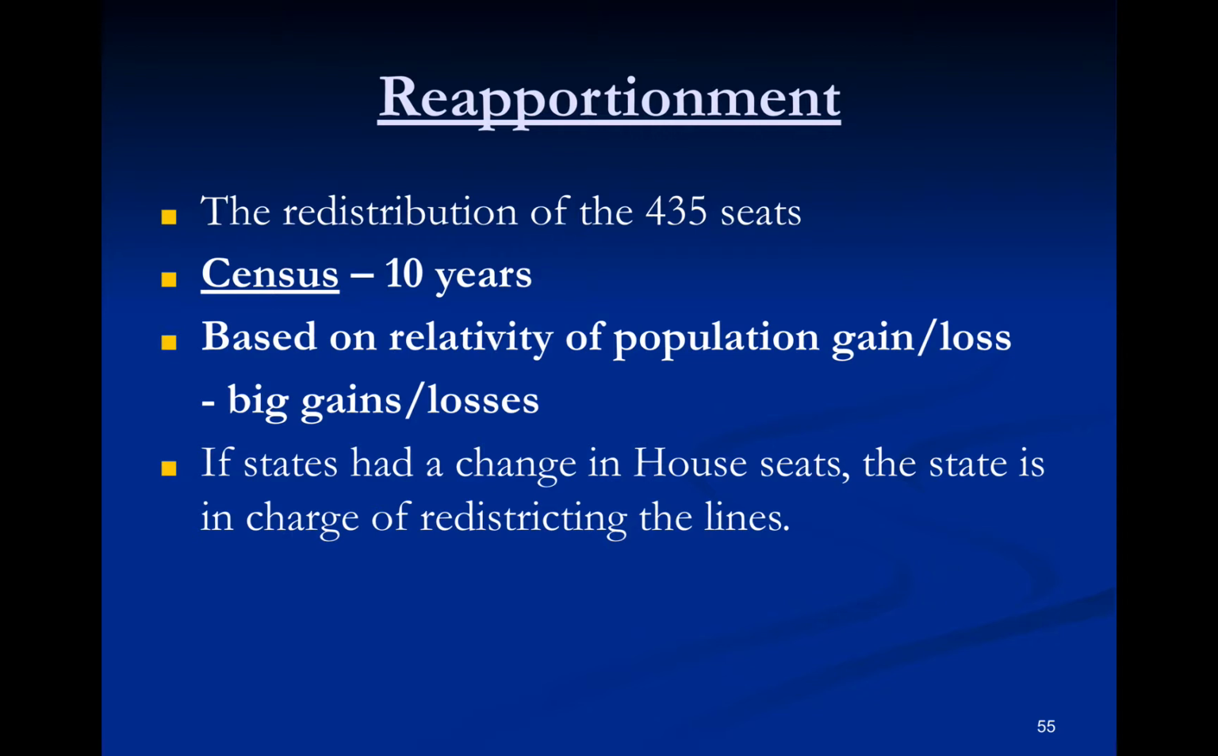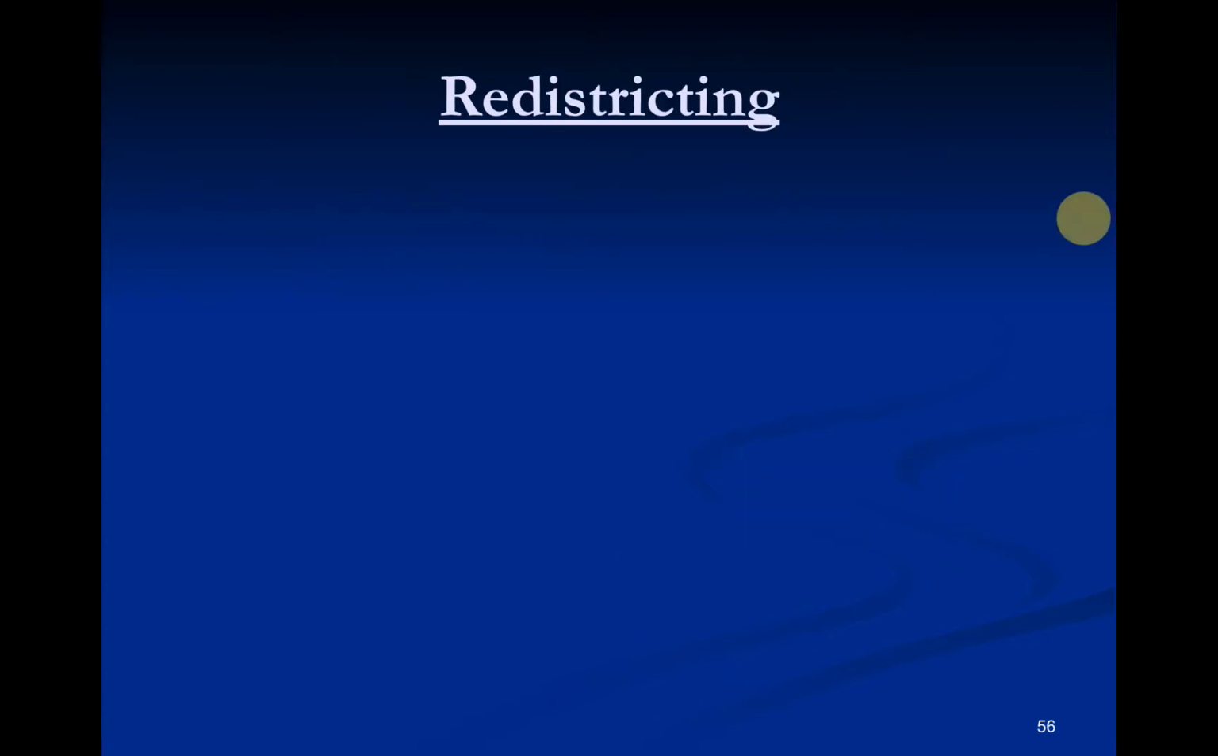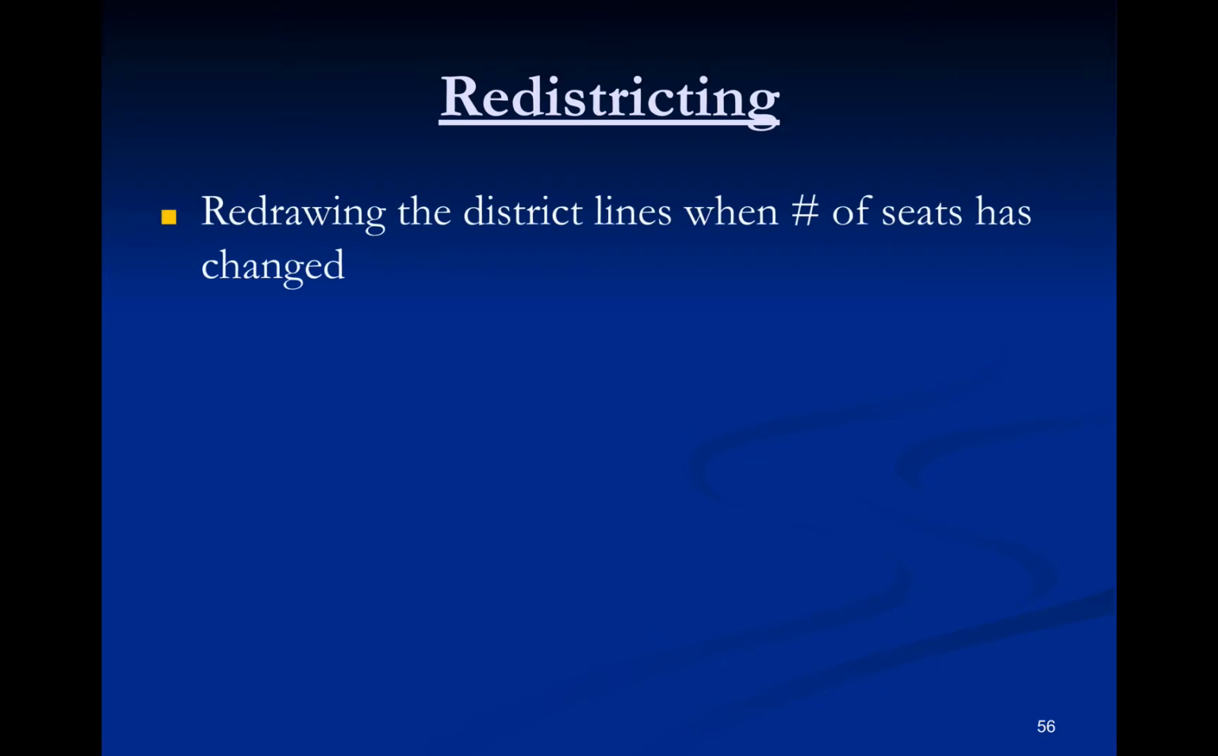If a state then has a change in the number of House seats, either their number has gone up or down, it is up to the state government, the state legislature, to redistrict or redraw the lines for the districts within that state. And that's called redistricting. So if you take an example of Arizona, Arizona currently has 11 districts. Then that means you have to redraw the district lines so that there are 11 districts within the state of Arizona. Where you live would determine which representative in the Arizona districts would represent you in the federal government.